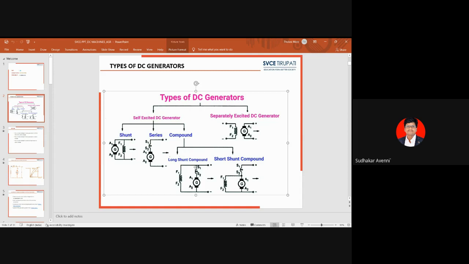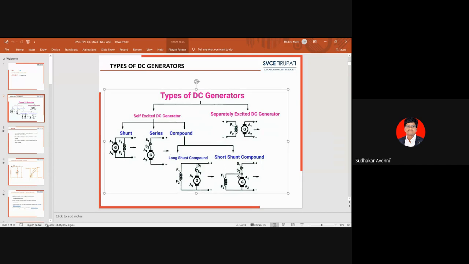long shunt compound generator. In a short shunt compound generator, the name itself says short, meaning the shunt field winding is connected in parallel with only the armature winding. Then it is called a short shunt compound generator. These are the basic types of generators we are going to study in DC generators.